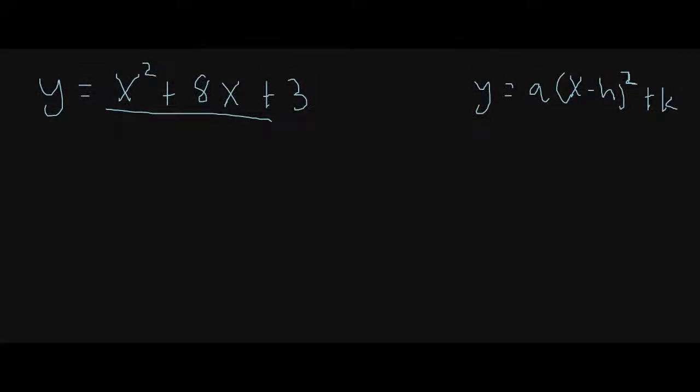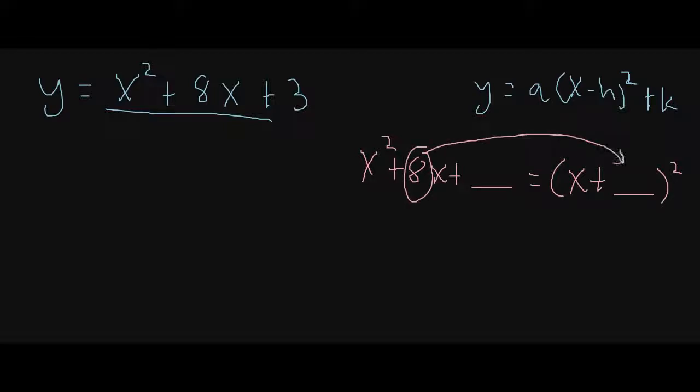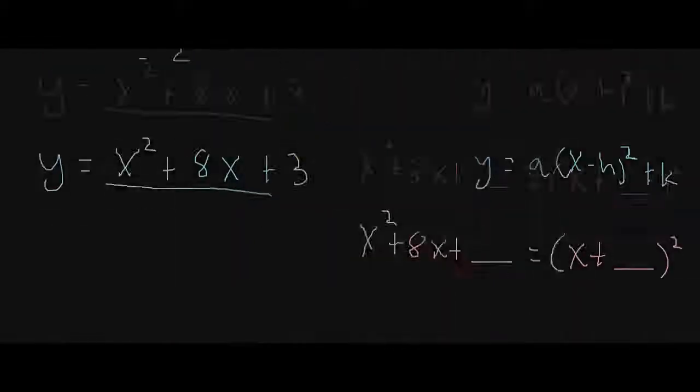I want to get a perfect square. So I'll write over here in the corner: x squared plus 8x plus blank is equal to (x plus blank) squared. Just like before in the problem above, what do we do to the middle term to get the number over here? If you look up above, we just divided by 2.